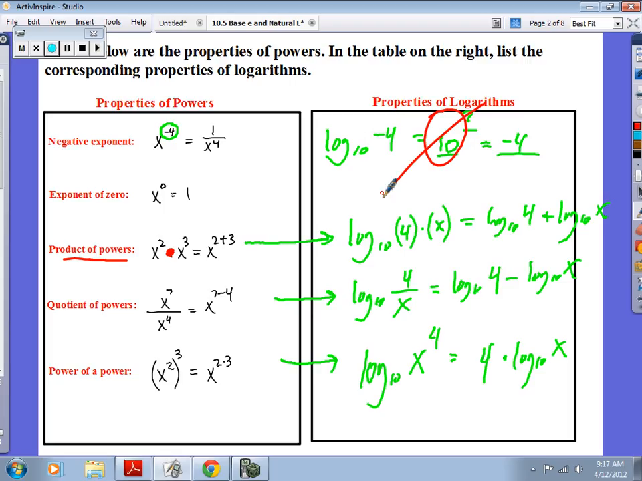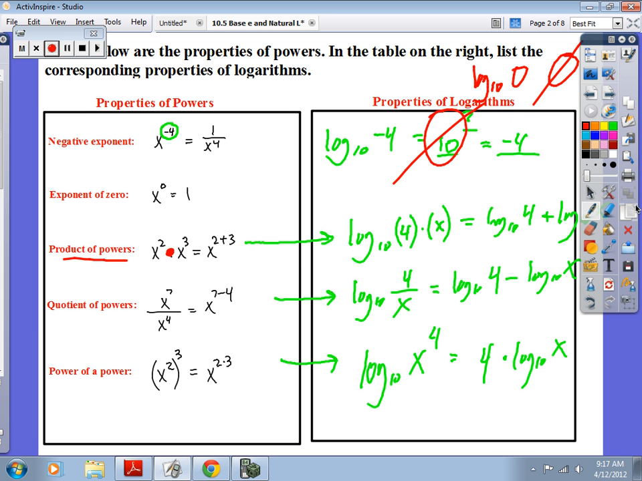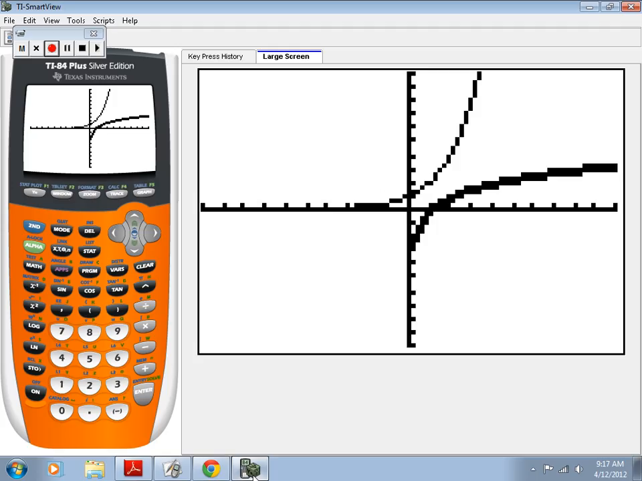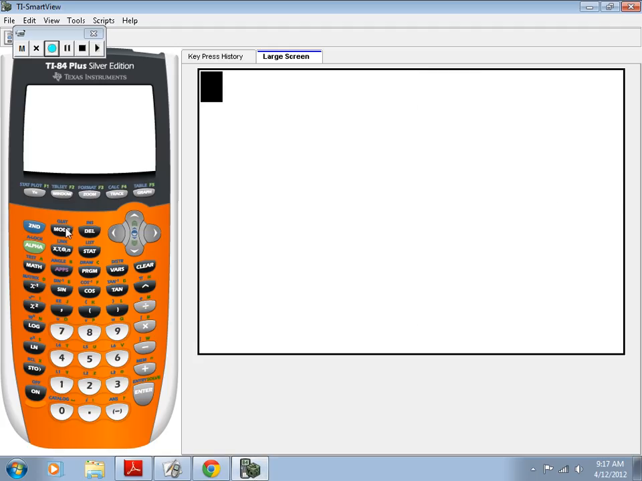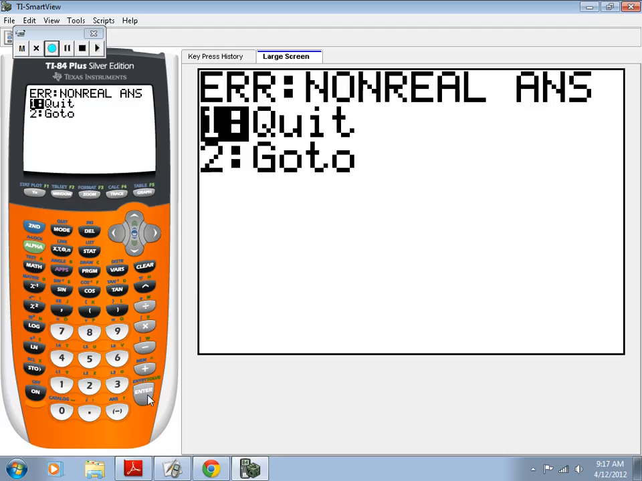What about this, Melody? Can you take the log in base 10 of 0? Can it ever equal 0? That is also no solution. Your graph is never going to touch the x-axis, and it's never going to go below. It's impossible to get a 0 or a negative. So if you just put it in your calculator, it'll say error. Let's take the log in base 10 of negative 4. It's going to say error. Non-real answer.